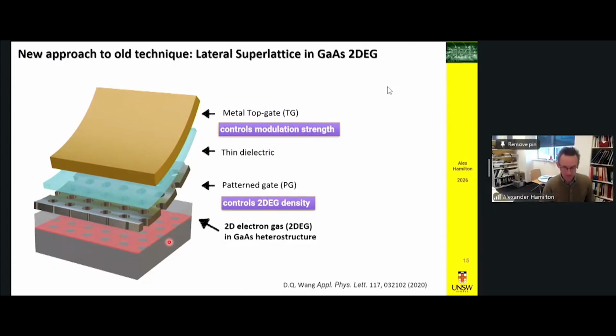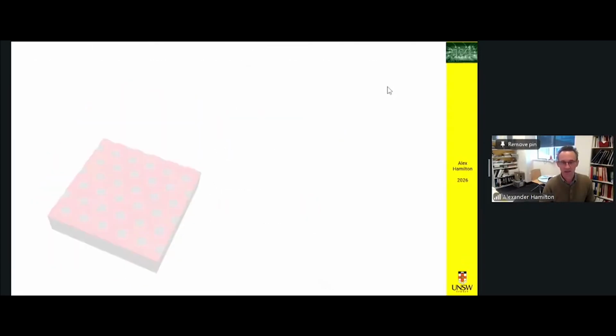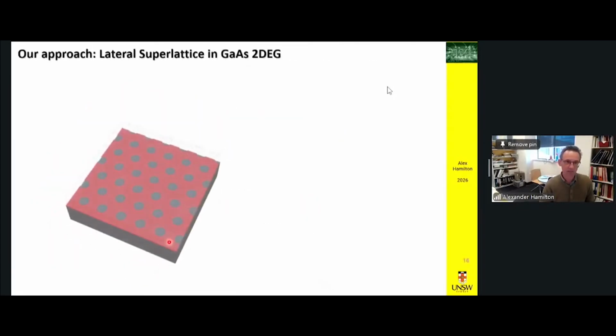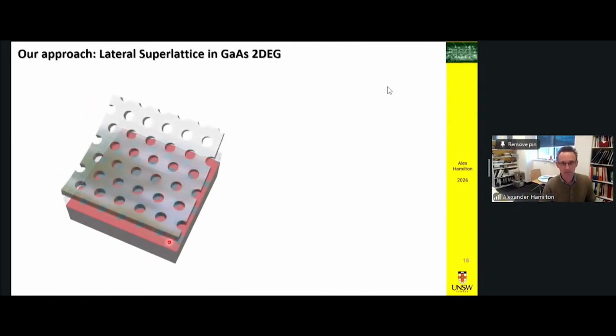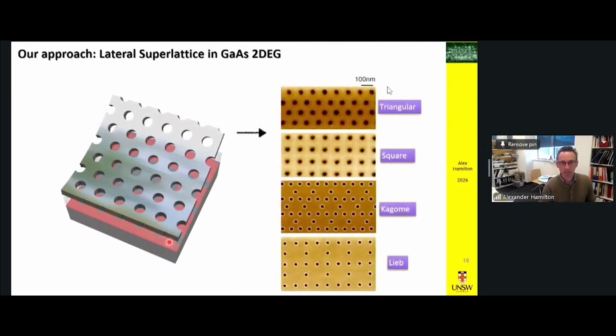Because the lattice is defined by electron beam lithography, we can make a variety of different lattice shapes. So the example I just showed you was this honeycomb lattice. But just by changing the electron beam lithography, we can have a triangular lattice, a square lattice, a Kagome lattice, or a Lieb lattice. All of these are possible to make. What I just want to show you today is the results that come out of the simplest possible lattice, the triangular lattice. So this is the lattice we'll be studying. It's got a lattice period of about 100 nanometers.